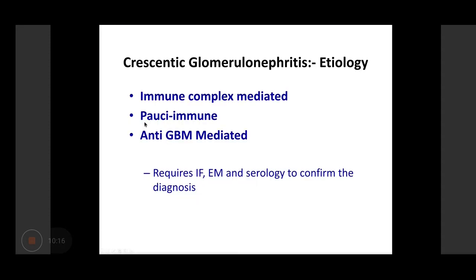Now, crescentic glomerulonephritis is commonly caused by three groups of disorders. One is immune complex mediated, second is quasi-immune, and third is anti-GBM mediated. Now, to distinguish between the different types of crescentic glomerulonephritis, you have to perform immunofluorescence and EM as well as some kinds of serology.